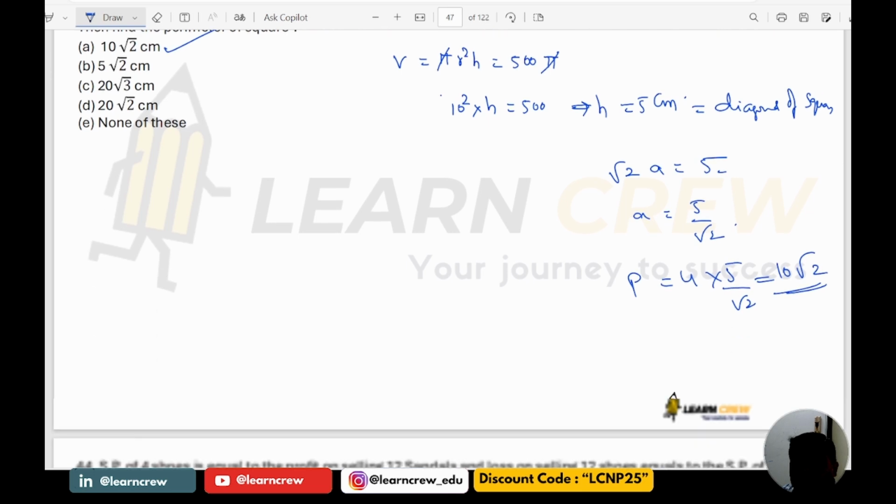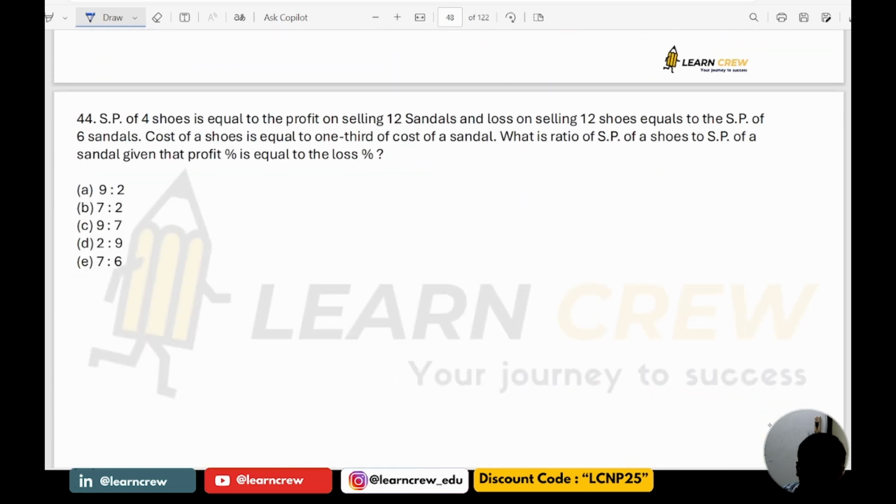Now next. The selling price of 4 shoes is equal to the profit on selling 12 sandals, and the loss on selling 12 shoes is equal to the selling price of 6 sandals. The cost of a shoe is 1/3 of the cost of a sandal. What is the ratio of the selling price of shoes to the selling price of sandals, given the profit percentage is equal to the loss percentage?